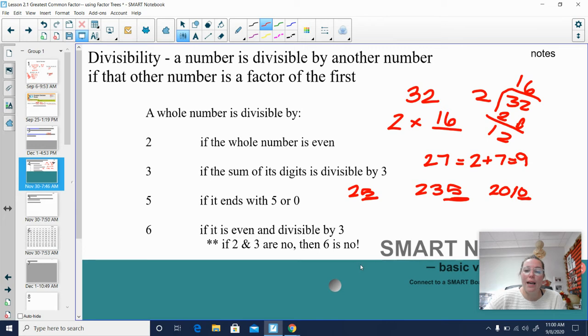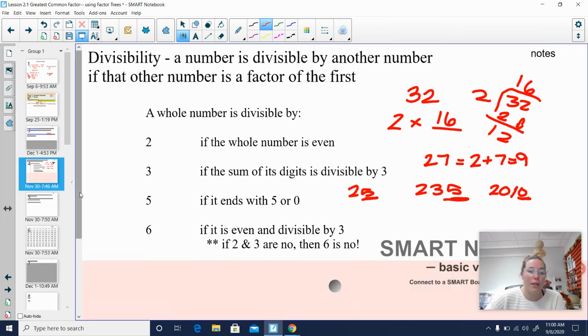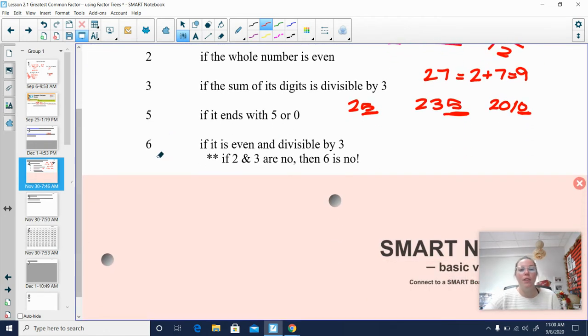Okay, 6 has 2 things that we need to know. If the number is even and it can be divisible by 3, it can be divisible by 6. If 2 and 3 are a no, then 6 is a no. So the number first off has to be even. So take, for instance, 27. This is not even, so it can't be divisible by 6, even though it is divisible by 3.